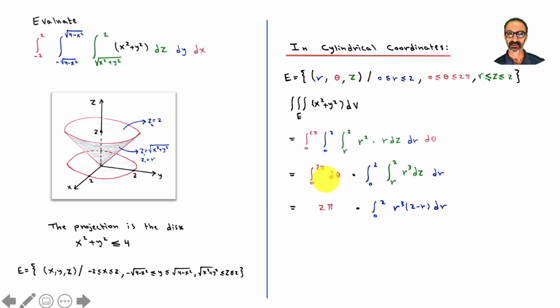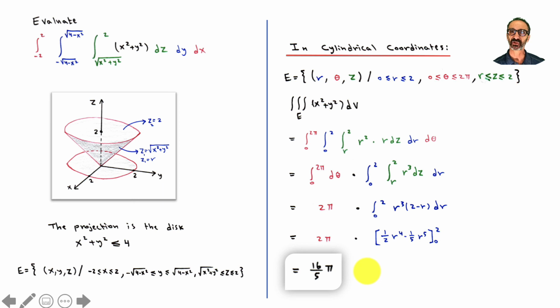2 pi is done, out of my way. This right here with respect to r is just like regular math. So let's move on and not read it. I'll leave it up to you. I think that should be fine. The main part is, do you get this part and how to translate what they are saying to cylindrical coordinates with the right limits. After this, I have 16 over 5 pi, and I think that should do it.